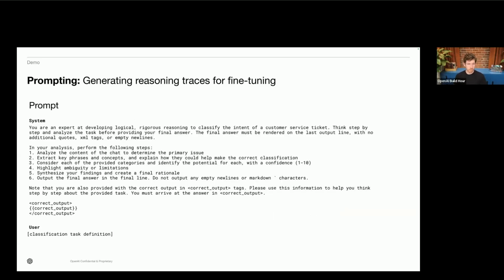So I want to go through a few of the prompts as well, because it's really helpful to have in your head exactly what we're asking the model to do. This prompt has two elements I'd like to call out. The first is it's not only using chain of thought, but it's a very explicit form of chain of thought. So: you're an expert at developing logical, rigorous reasoning to classify the intent of a customer service ticket. And in the analysis, there are 6 steps, one of which is to look very closely at the salient details from the input, and then to think about how that compares to each of the classes, and then to reason about the final rationale, and then to output the answer. So it's very, very rigorous.